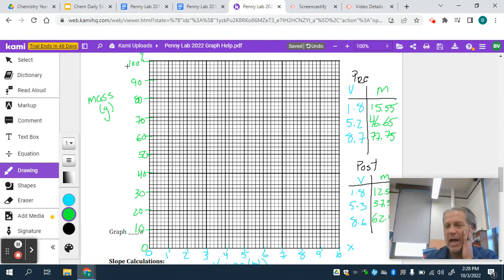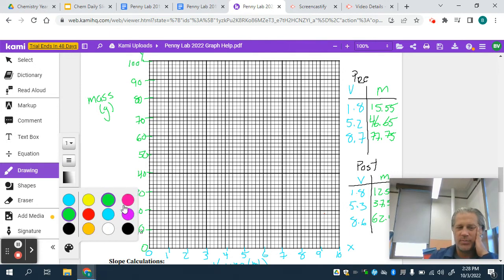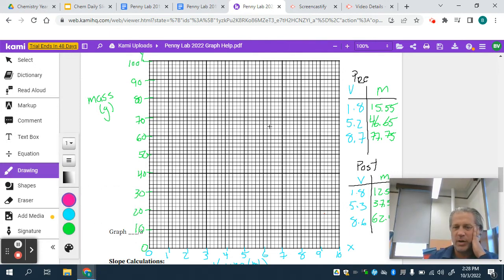So now I'm going to just plot these as coordinate points. I have 1.8 and 15.55, and I'm going to pick a different color here. I'm going to go over to 1.8, about right here, and up to 15.55, just a bit above 10. I'm going to go across and put a dot right here. Okay, that's my first plotted point for the pre-1982 pennies.